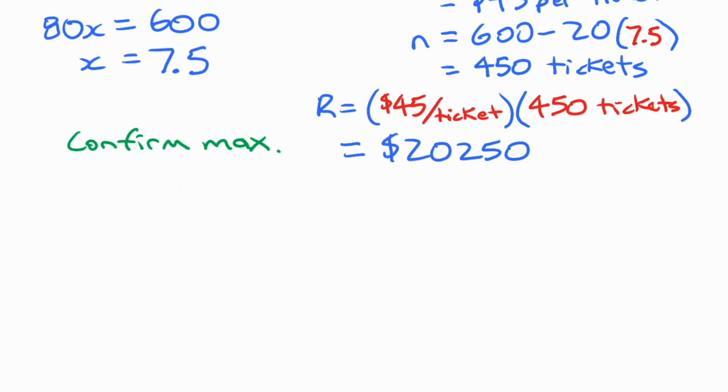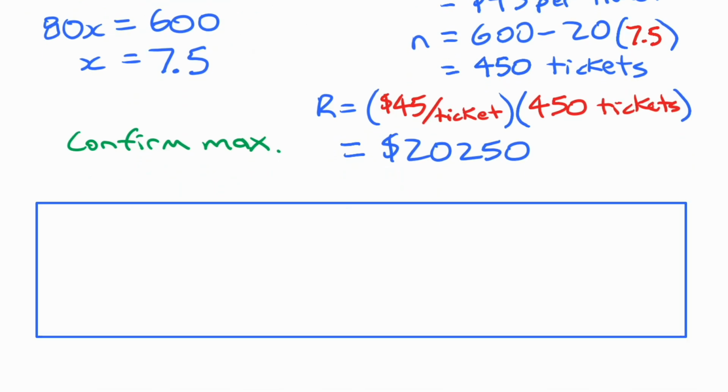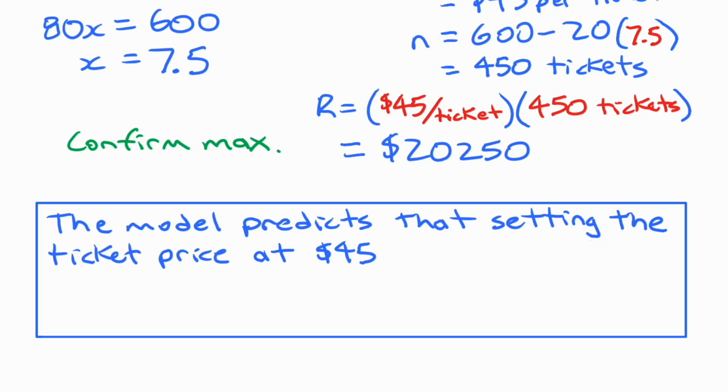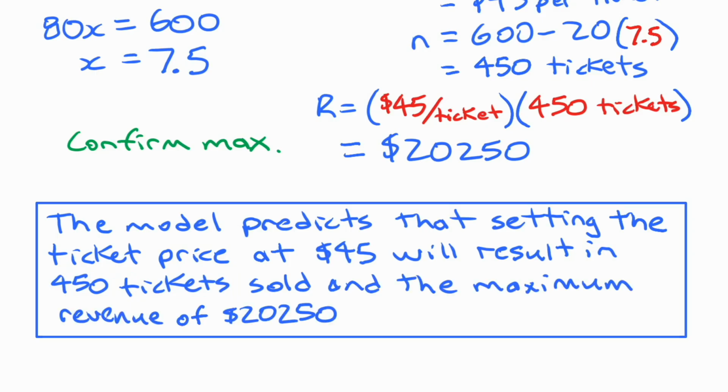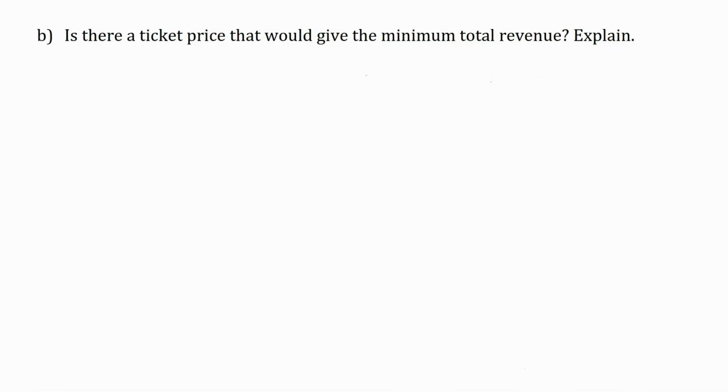And so we can write our solution to the problem as being this model predicts that if we sell the tickets at $45, we can expect that it will result in 450 tickets being sold, and then that's going to give us the maximum revenue of $20,250. All right. In part B here, we're looking at, is there a ticket price that would give the minimum total revenue?